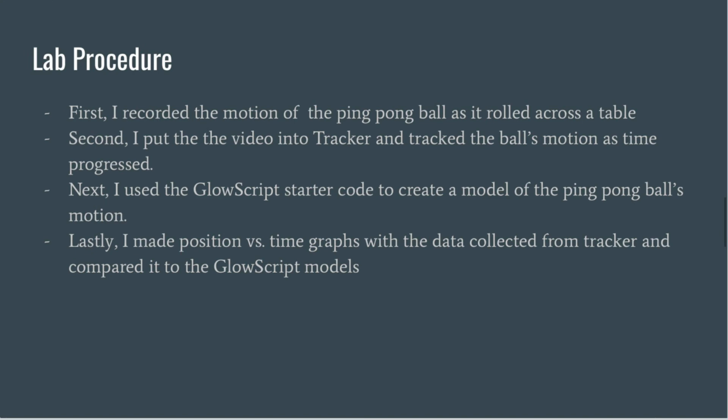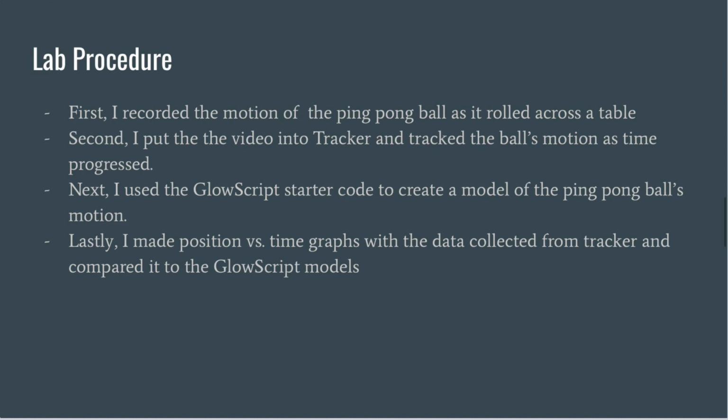For my lab procedure, first I recorded the motion of the ping pong ball as it rolled across the table. Secondly, I put the video into Tracker and tracked the ball's motion as time progressed. Next, I used the GlowScript starter code and some of my initial data from Tracker to create a model of the ping pong ball's motion. Lastly, I made position versus time graphs with the data collected from Tracker and compared it to the ones I had made on GlowScript.